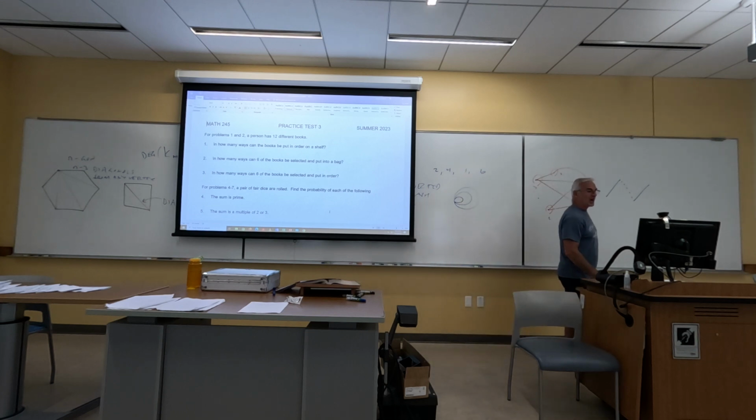Because then the next question is, I want to grab 6 books and then put them in order on my shelf. Now what's that answer? That's permutation 12, choose 6.